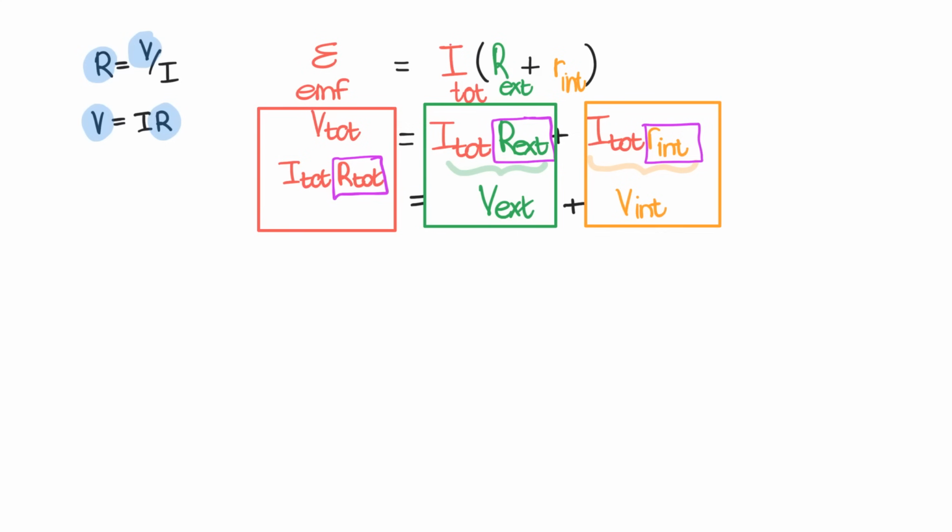In other words, we can work with R total is V over I total, R external is V over I total, or R internal is V over I total. So we effectively have an internal resistance formula, an external resistance formula, as well as a total resistance formula. And these we're going to use very well in solving any circuit that we're going to look at.